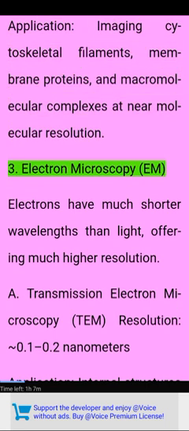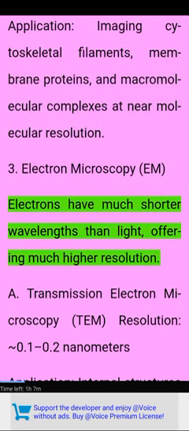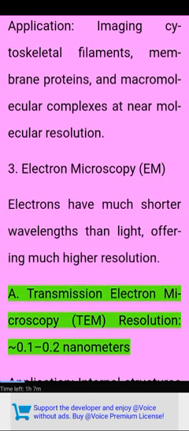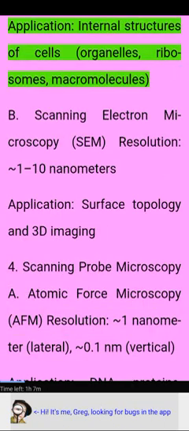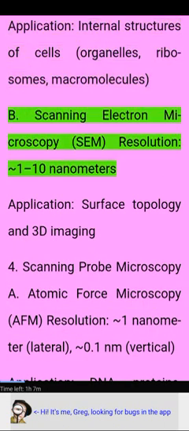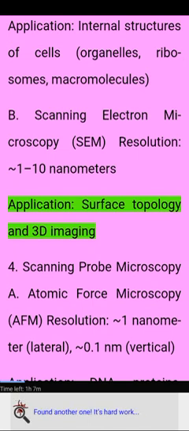3. Electron microscopy, EM. Electrons have much shorter wavelengths than light, offering much higher resolution. A. Transmission electron microscopy, TEM. Resolution, approximately 0.1 to 0.2 nanometers. Application, internal structures of cells, organelles, ribosomes, macromolecules. B. Scanning electron microscopy, SEM. Resolution, approximately 1 to 10 nanometers. Application, surface topology and 3D imaging.